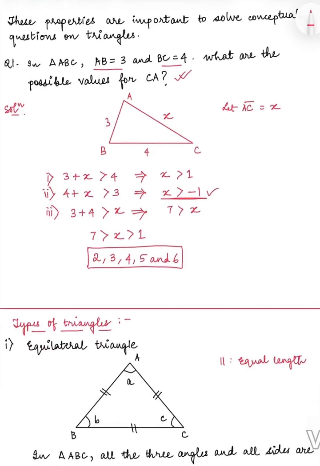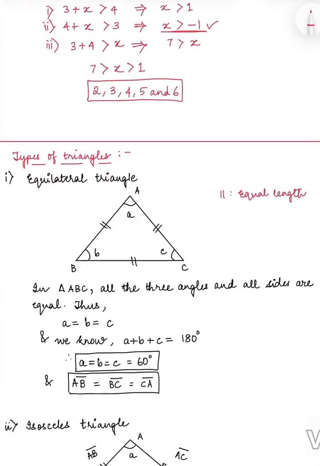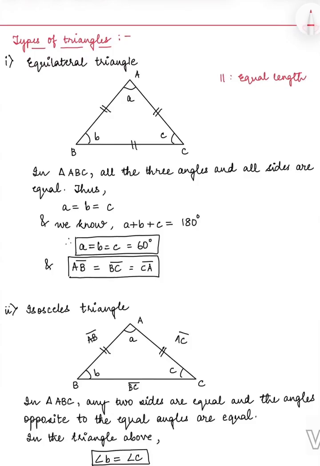Now let's move on to the different types of triangles. The first is the concept of an equilateral triangle. So this sign basically means that the sides are equal in length. So in a triangle, if all the three angles, that is A, B and C, are equal and all the sides are also equal, then it is known as an equilateral triangle.